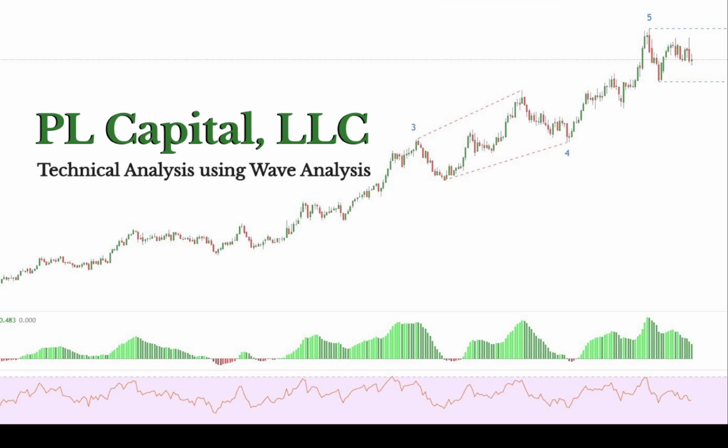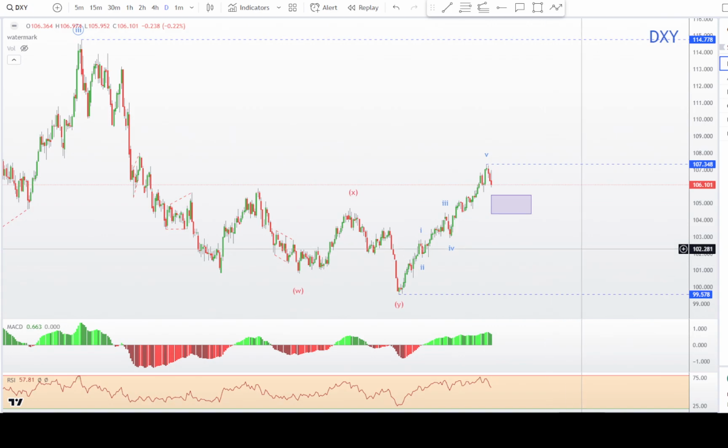In this video I want to look at the US dollar index, the euro, the pound, the CAD, and the yen. So let's start. All right, here is the US dollar index chart.